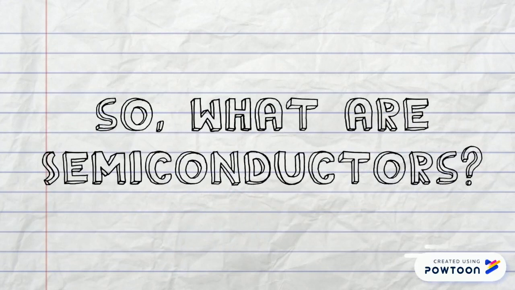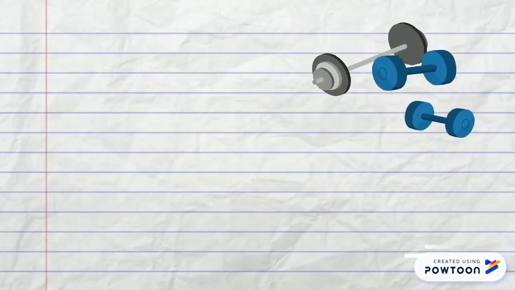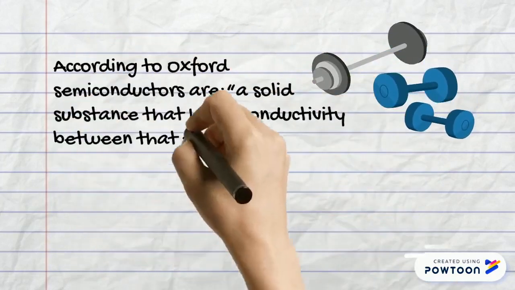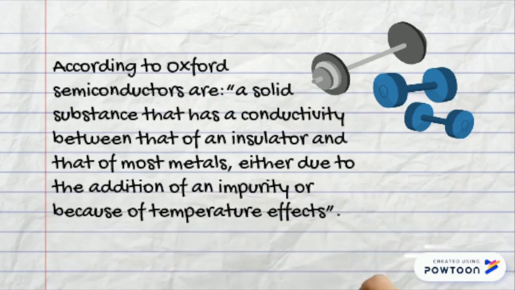So what are semiconductors? According to Oxford, semiconductors are a solid substance that has conductivity between that of an insulator and that of most metals, either due to the addition of an impurity or because of temperature effects.